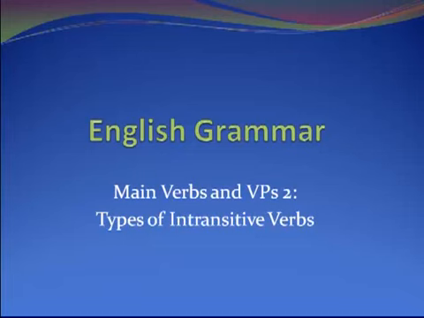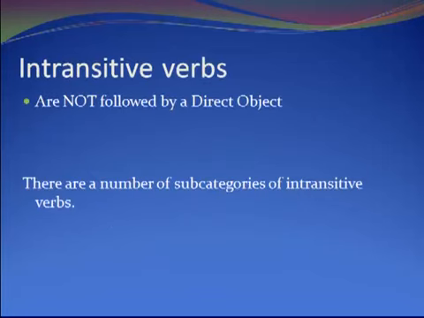In this video we're going to look at different types of intransitive verbs. Now we've already seen that intransitive verbs are main verbs that are not followed by a direct object, so not followed by a noun phrase which expresses a role player. Now within this category of intransitive verbs there are a number of subcategories. There are 4 different types of intransitive verbs.